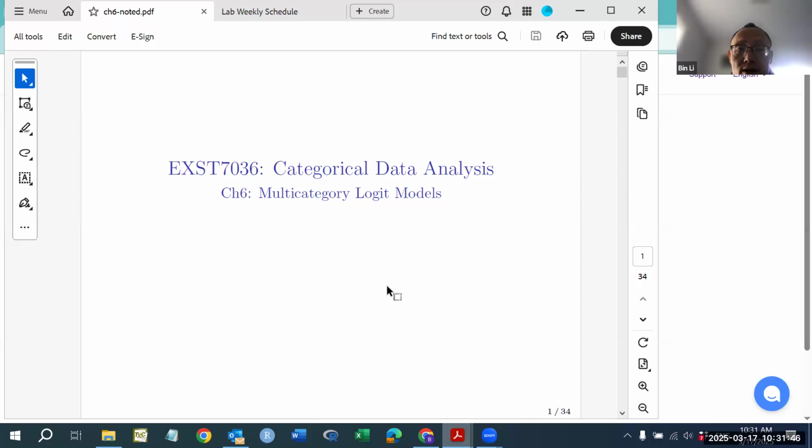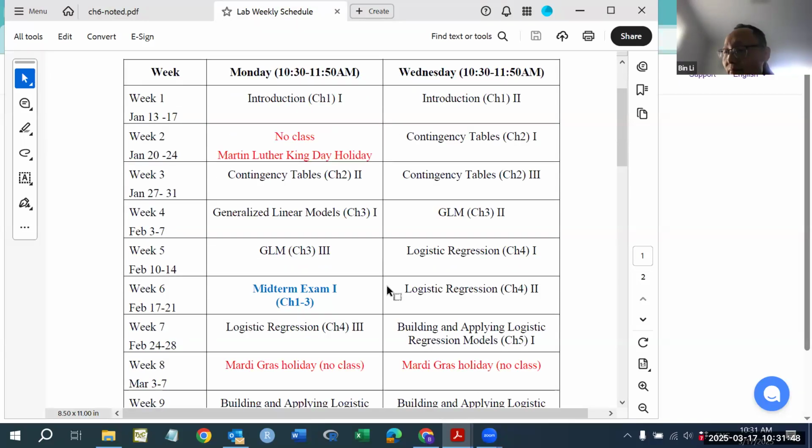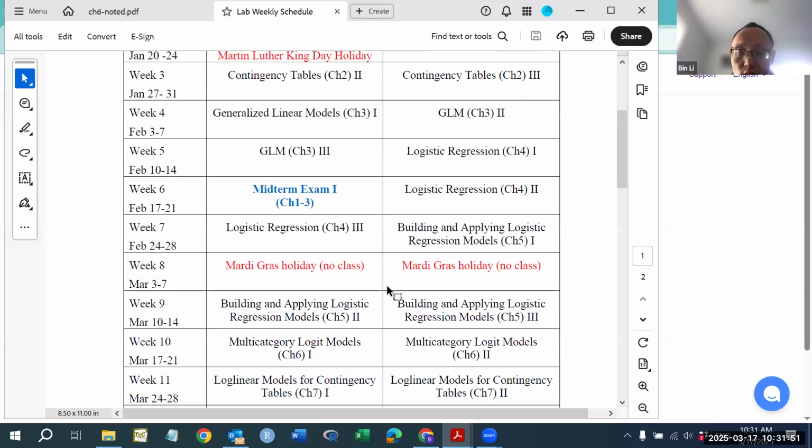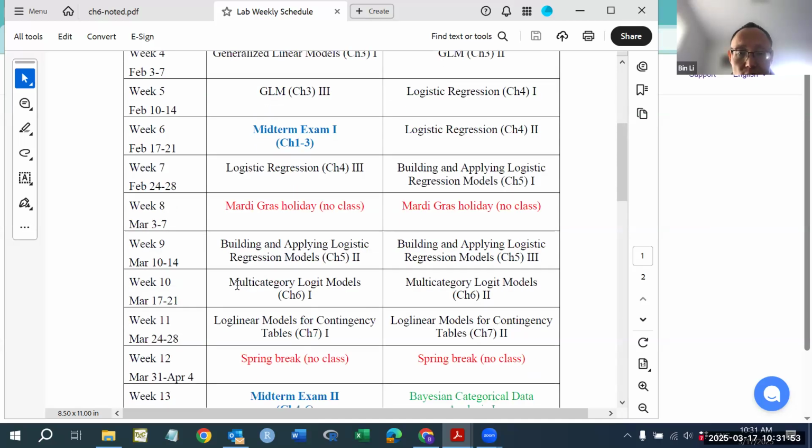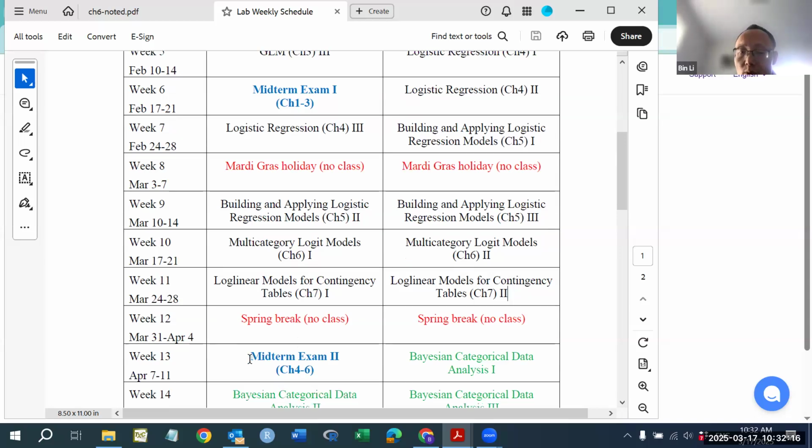Here is the tentative schedule. We've already started, so we are on schedule. Today we will talk about chapter 6, and Wednesday we will finish that. Next week, we will talk about chapter 7. Then the week after next, we will have the spring break. Right after the spring break, we will have exam 2.